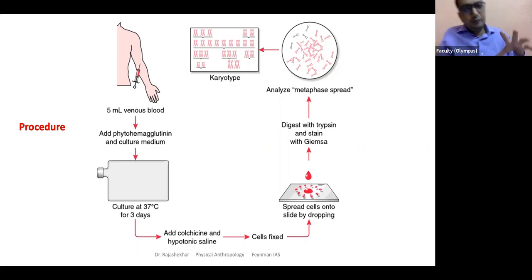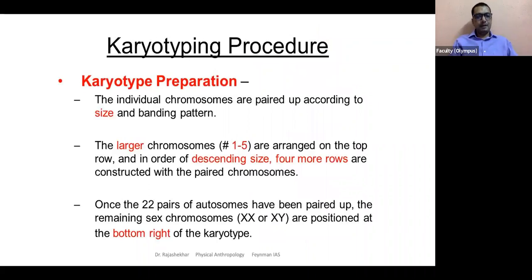You take a picture of it, and the picture can be used to cut out the individual chromosomes, and then you organize them. How do you organize? The individual chromosomes are organized according to their size and banding pattern. And I just told you there are different ways of staining them to create the banding methods, Giemsa being the most common of them.